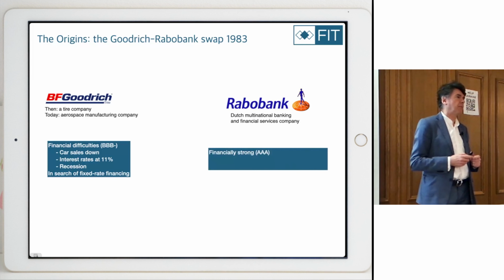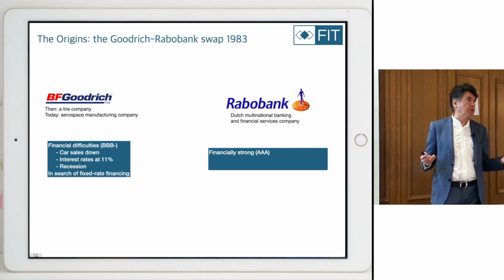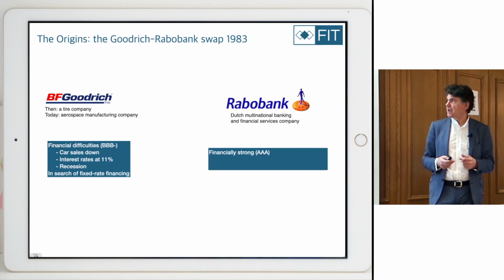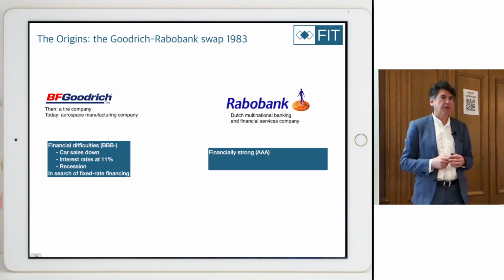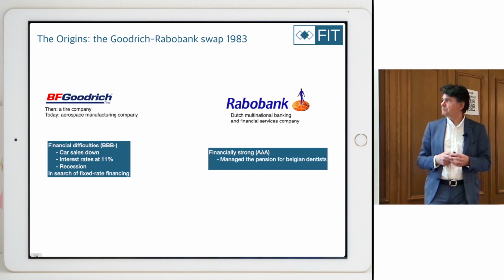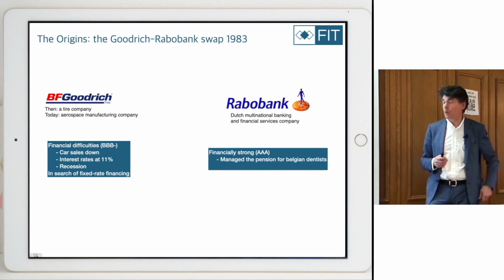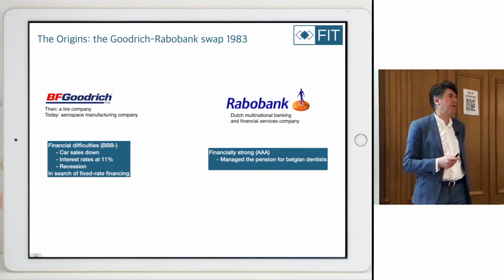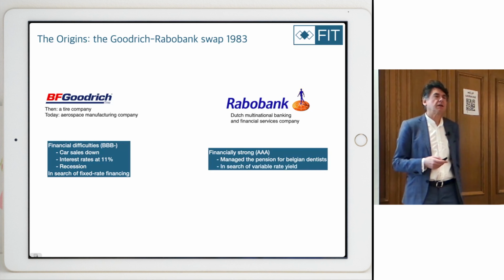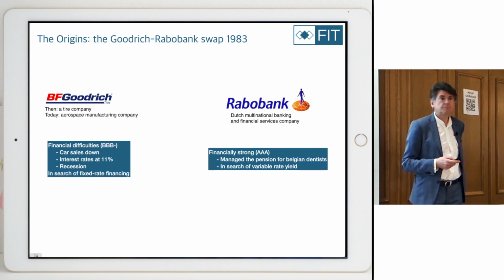Let me move over to Rabobank. Rabobank was in a different part of the financial situation. Financially very strong. AAA rating, as good as it gets. Probably stronger than the government of Canada, okay? Very strong. They managed one of their businesses, just to give you an idea of what they were looking for, they managed the pension for Belgian dentists. When you manage a pension, you're looking for variable rate yield.